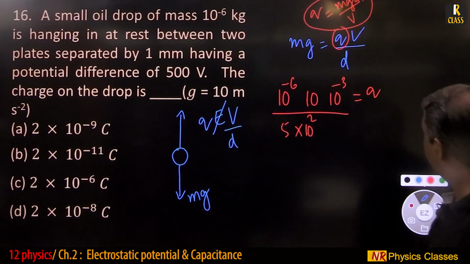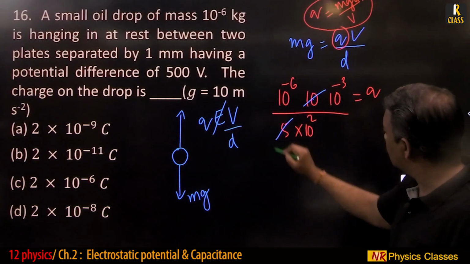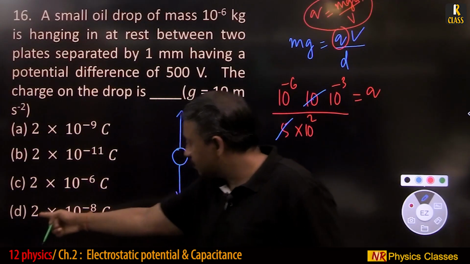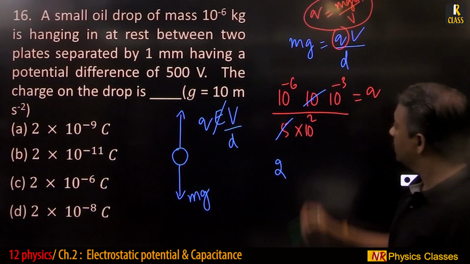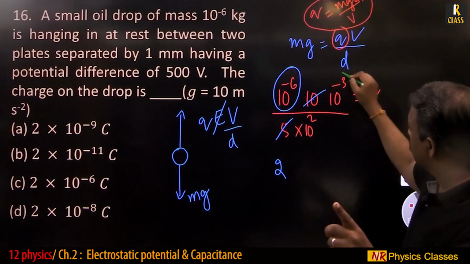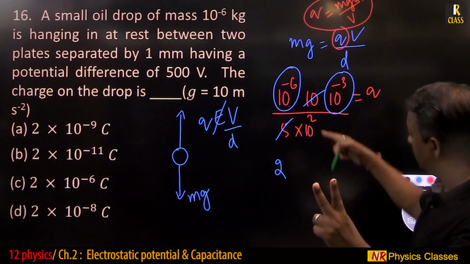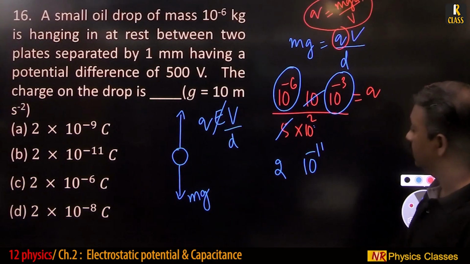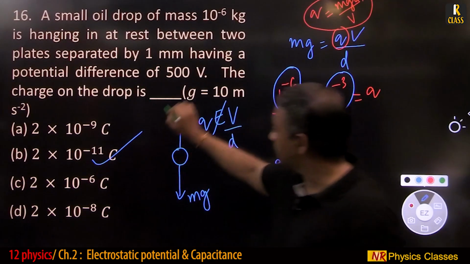See, 10 by 5 is 2. The 2 is there in every option, so we have to check the power. Minus 6, minus 3 is minus 9. This minus 2 goes to the numerator, giving minus 11. So it is 2 into 10 to the power of minus 11.